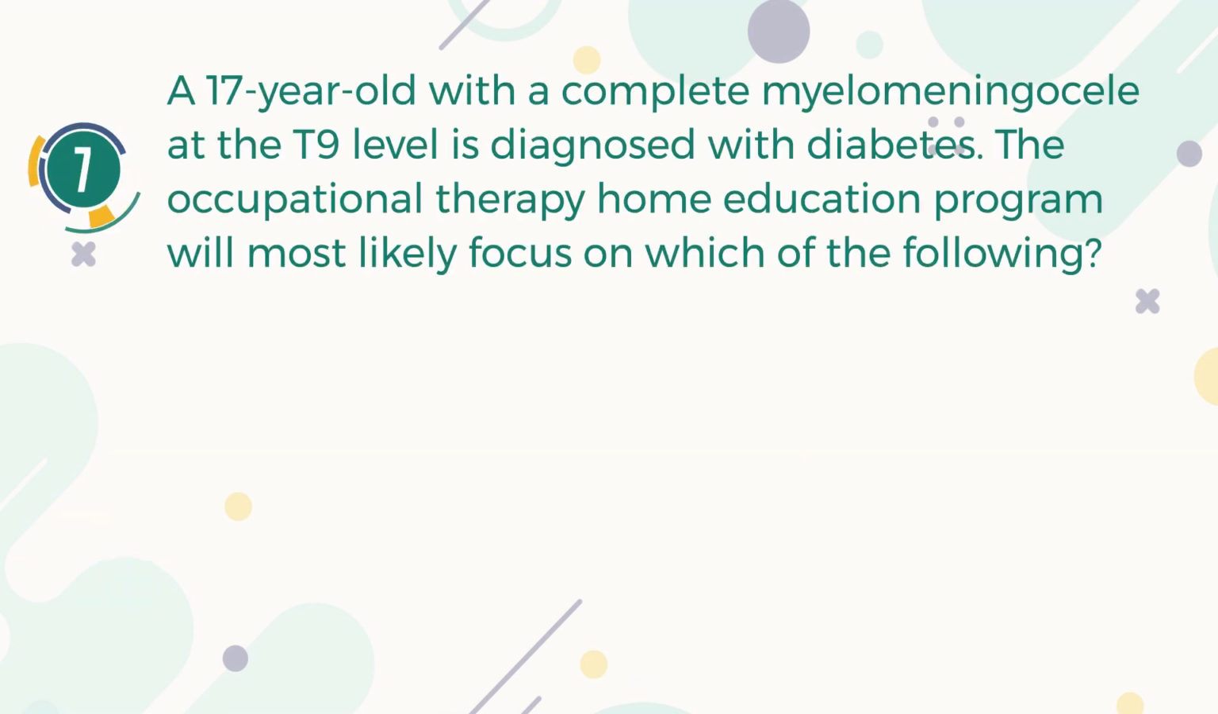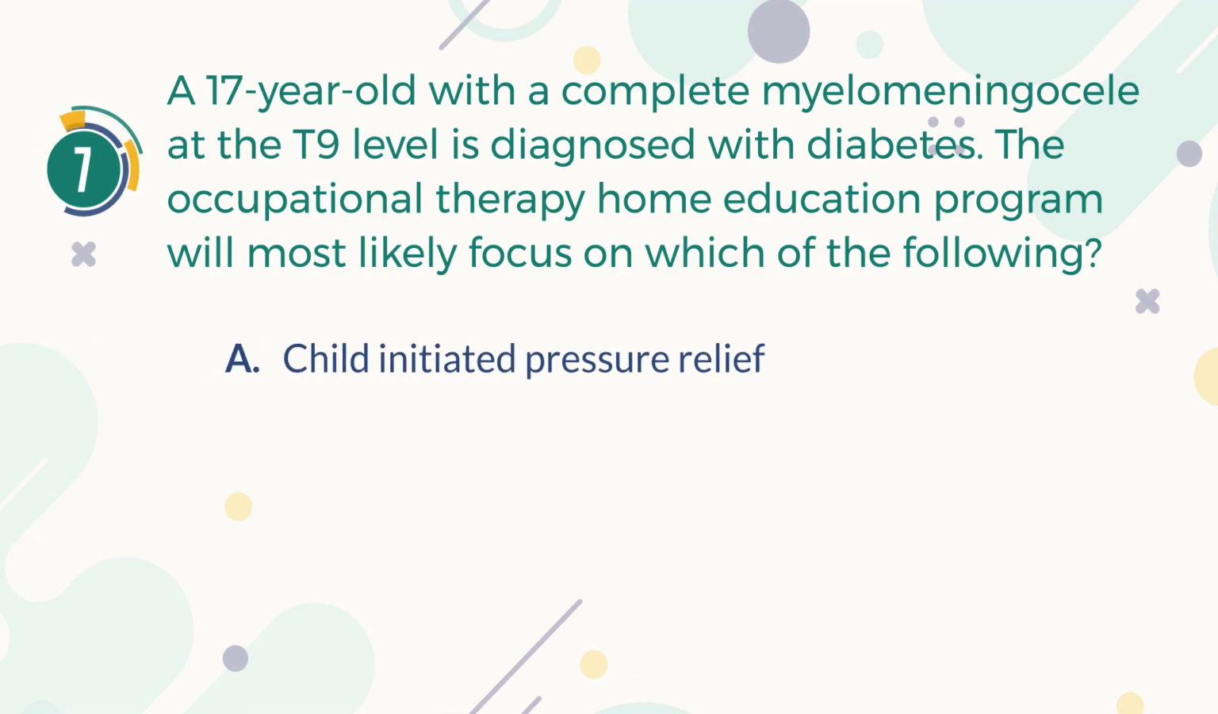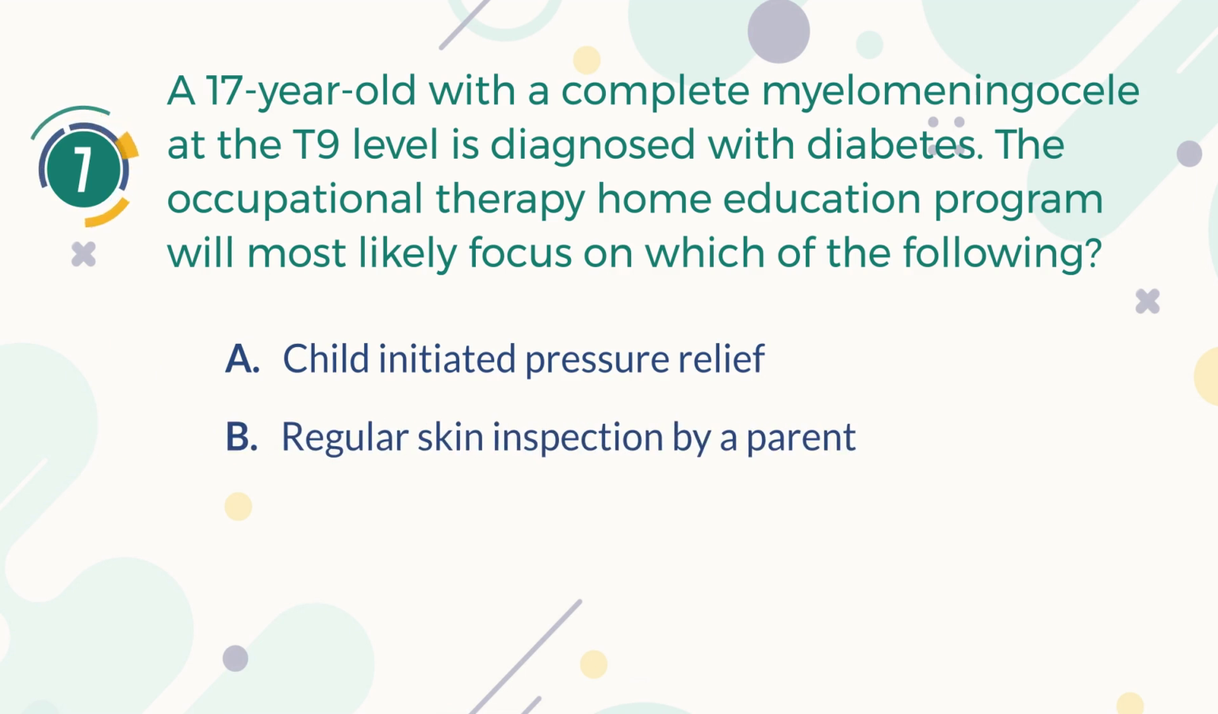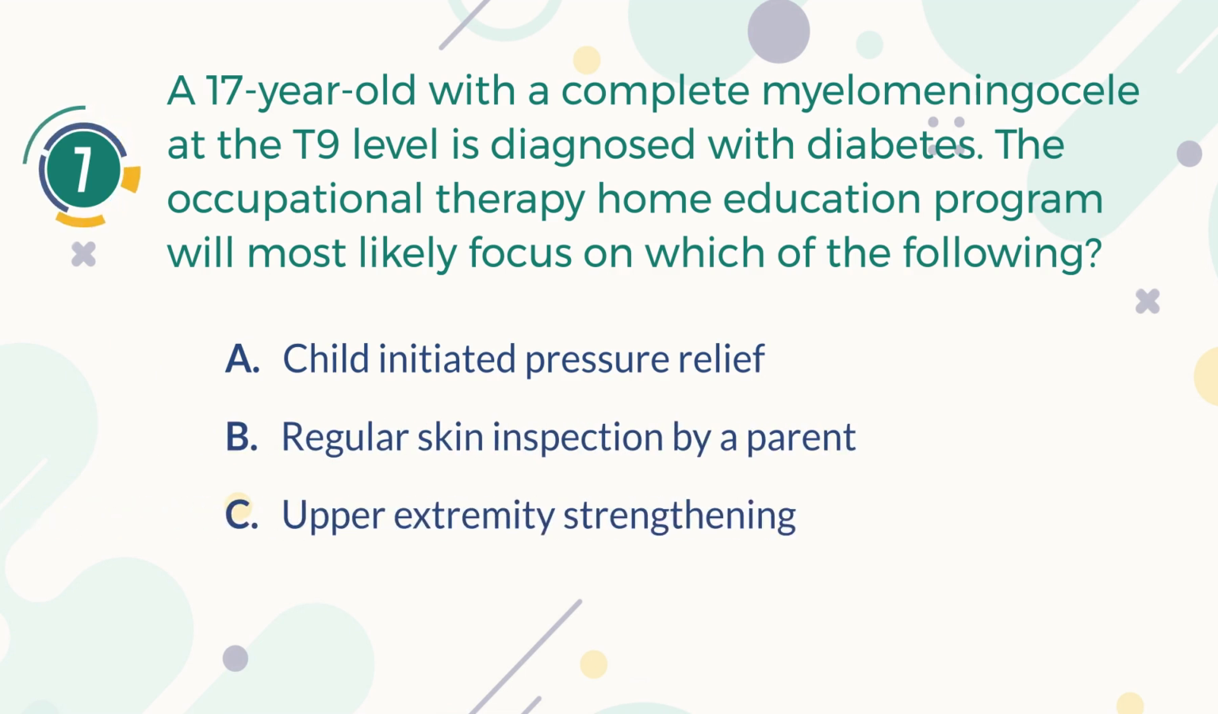Number 7. A 17-year-old with a complete myelomeningocele at the 9th thoracic vertebra is diagnosed with diabetes. The occupational therapy home education program will most likely focus on which of the following? A. Child-initiated pressure relief. B. Regular skin inspection by a parent. C. Upper extremity strengthening. D. Bowel and bladder care.